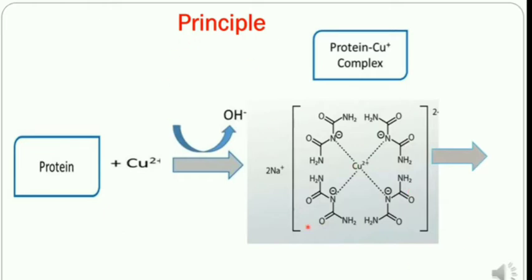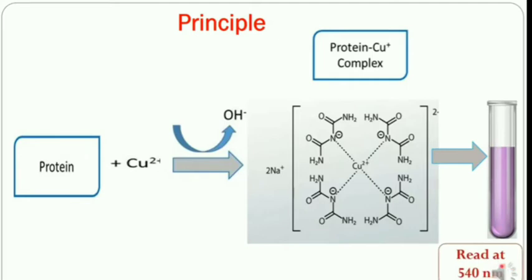This is a large molecule, and the size of the molecule will depend upon the size of the protein or the peptide. This will lead to the formation of a violet color, and the reading will be taken at 540 nanometers.